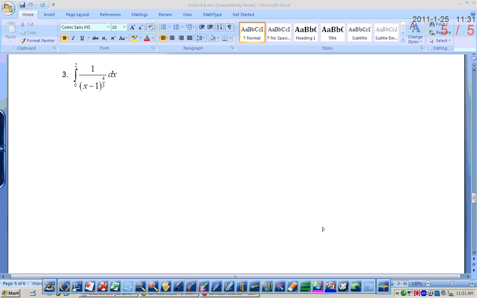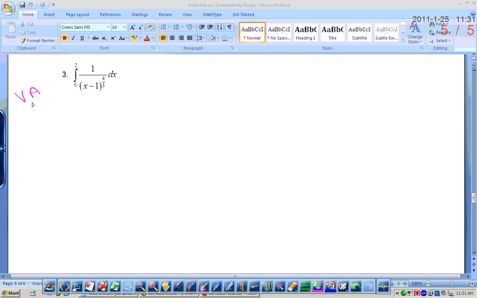Okay, at first glance, we think this is no big deal. We can let u be x minus 1, integrate, plug in your 2 minus plug in your 0. But where does the graph of 1 over (x minus 1) to the 4/3 have an asymptote? At 1, which is smack dab in the middle of those limits of integration.